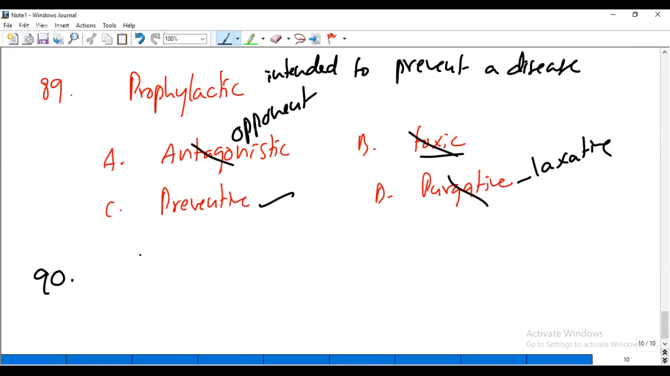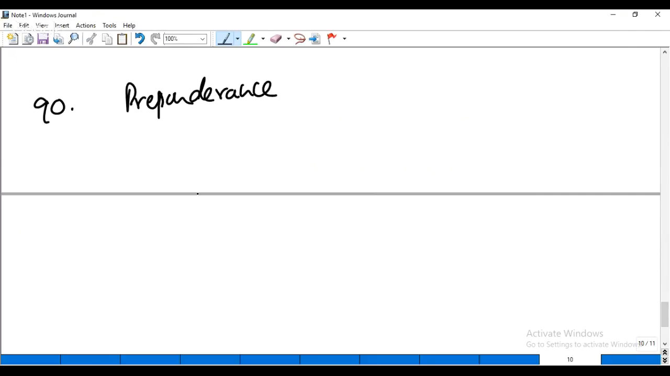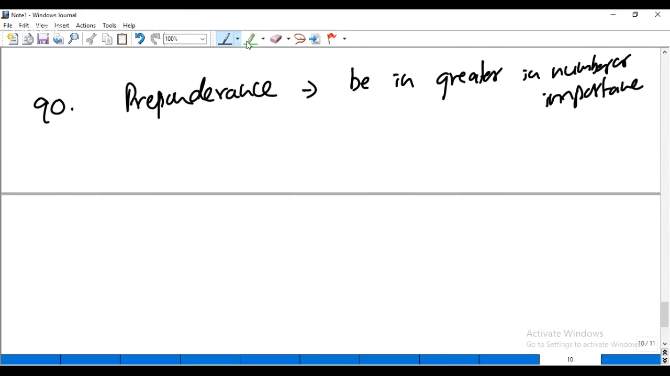Now, question number 90. Preponderance. So, what's the meaning of preponderance? Preponderance means to be greater in number or importance. In number or in importance. This is the meaning of preponderance. What are the options given?